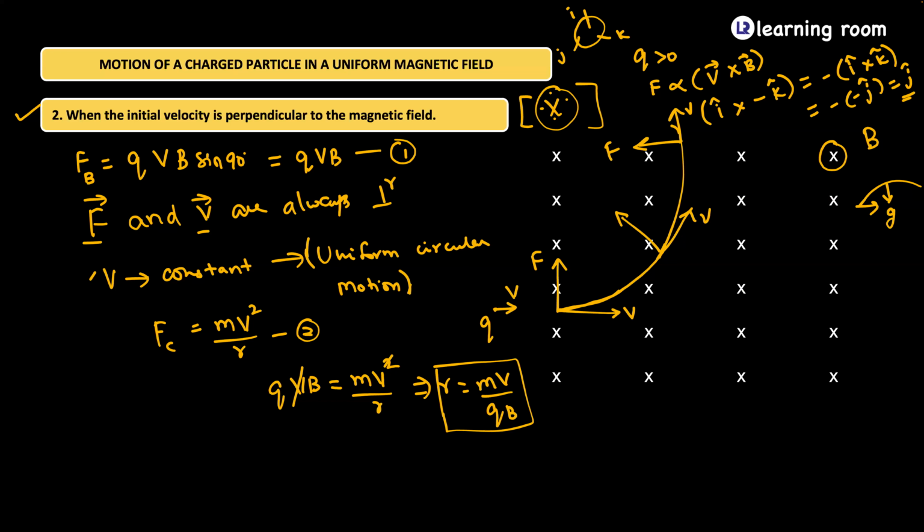Can you explain how F is equal to mv square by r? mv square by r is the centripetal force, ma. That is a formula. Okay. Got it, Vaishnavi? Yes, yes. Yeah.